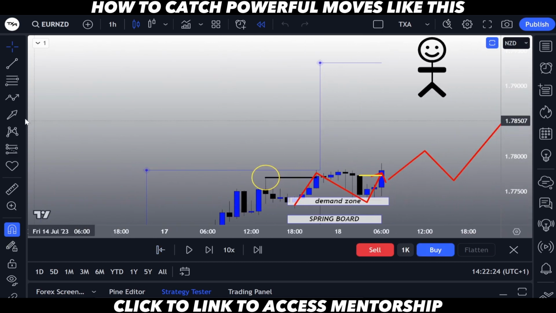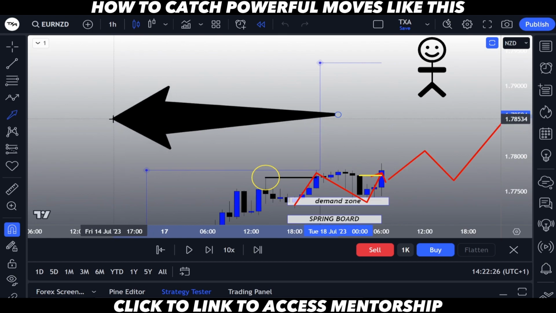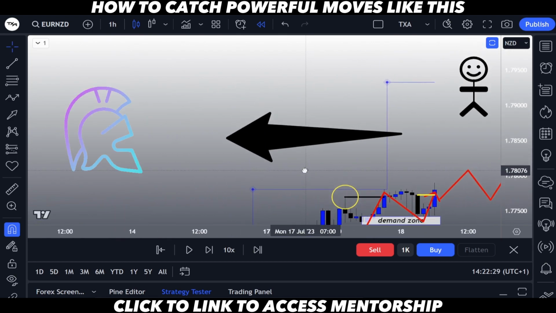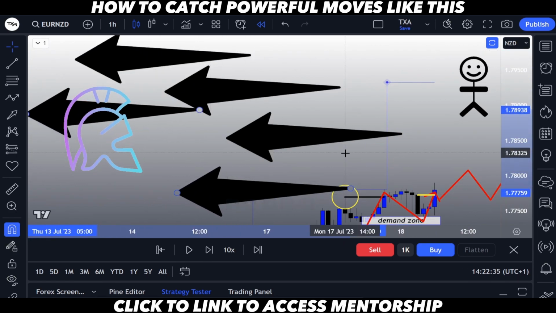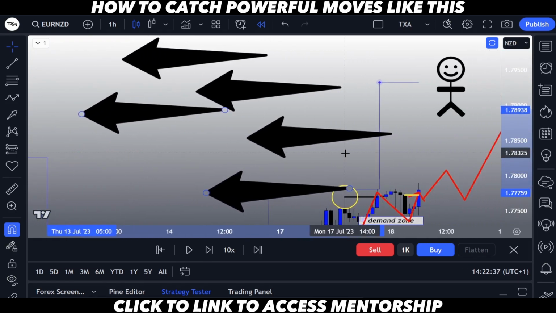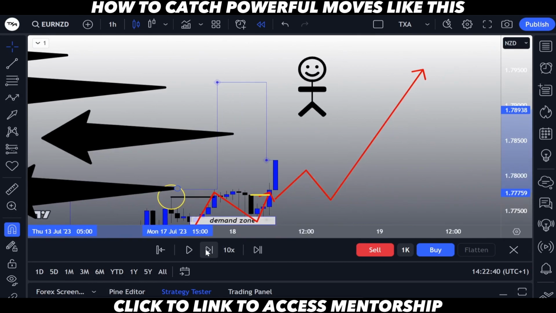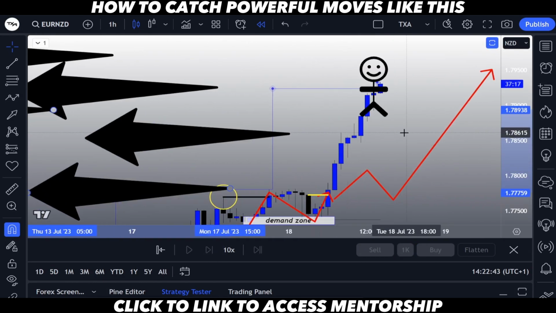The clue is that when you look to the left and there's no opposition, when you look to the left hand side and there's nothing for quite a few days, that just means that the price is free to make its trend to the upside.